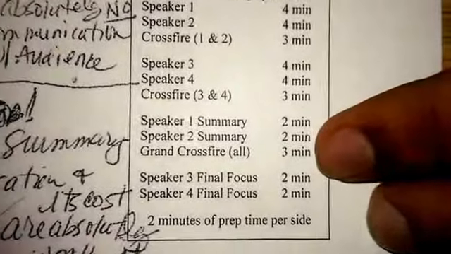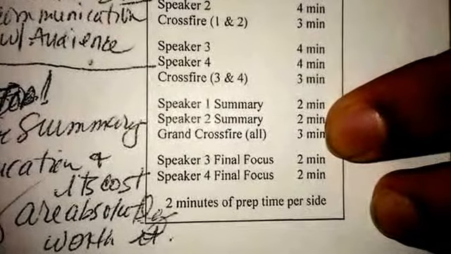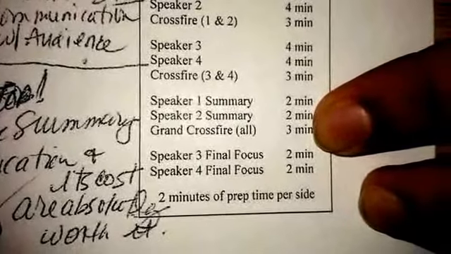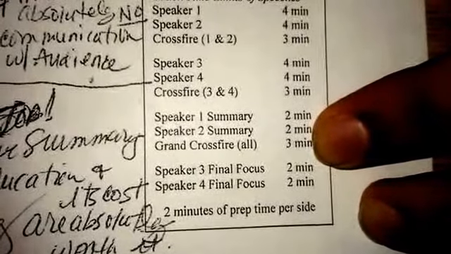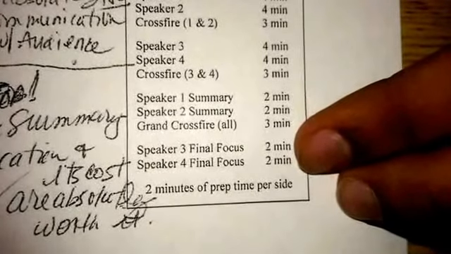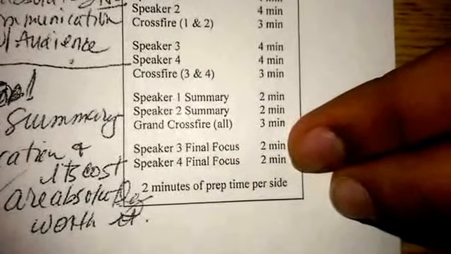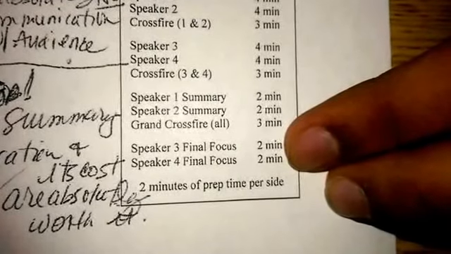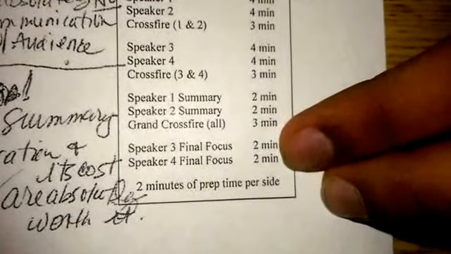And finally, we have the Grand Crossfire. In the Grand Crossfire, all four of the debaters will be talking together and asking each other questions, just clearing things up in the round. Finally, you have the last two speeches, the final focus from Speaker 3 and the final focus from Speaker 4. These two speeches are aimed towards giving you voters, or reasons why the respective team has won the round.